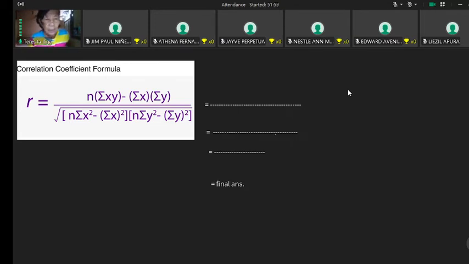Okay, I want to know the final answer. Try to solve and give me the answer: how much is the R, the correlation coefficient? How much is our R? Try to solve it. Everything is there. So what is the answer?